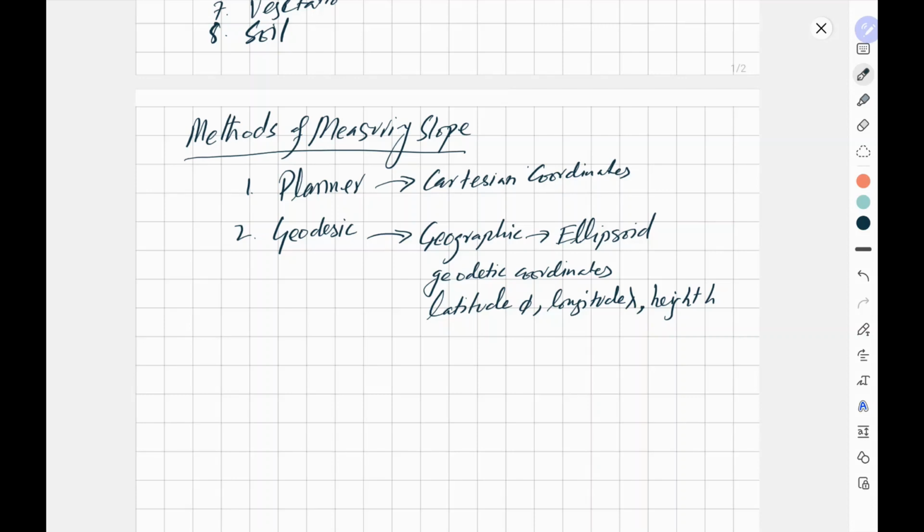Now among them, which one is more accurate? So the geodesic is more accurate. Okay, so I will roughly explain what happens in geodesic. In geodesic, step one is the transformation of a geodesic coordinate.